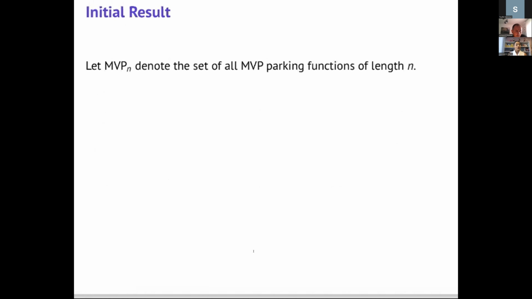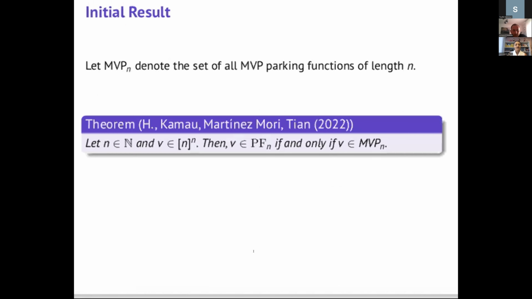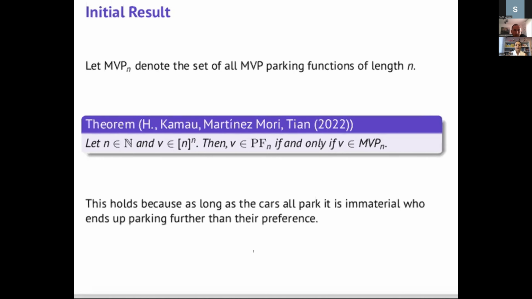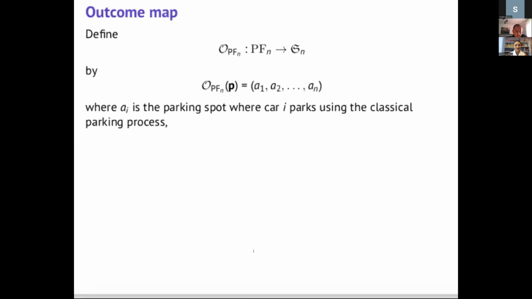Okay, so some initial results. If I let MVP sub n denote the set of all MVP parking functions of length n, these things are in bijection with the parking functions, so there's the same number. And in fact, not only are they in bijection, they're literally the same set. So it's even better than that. And of course, this holds why? Because as long as the cars can park, it doesn't really matter which car took what spot, at least if that's all you care about, if they park and not really caring about the order in which they park, which you'll see what happens soon.